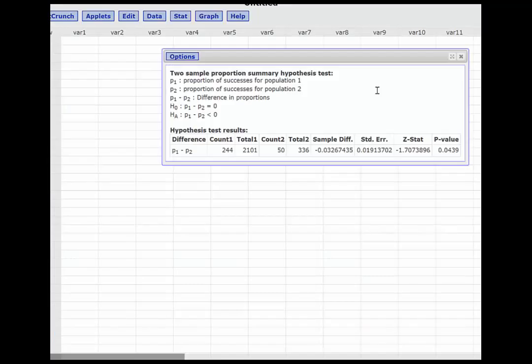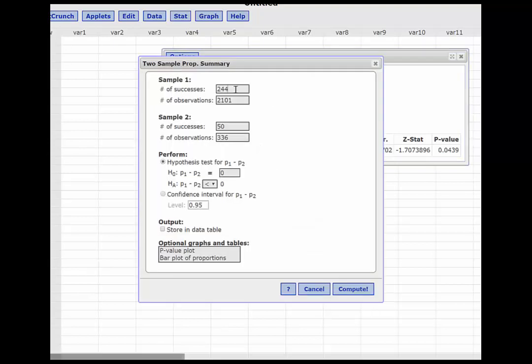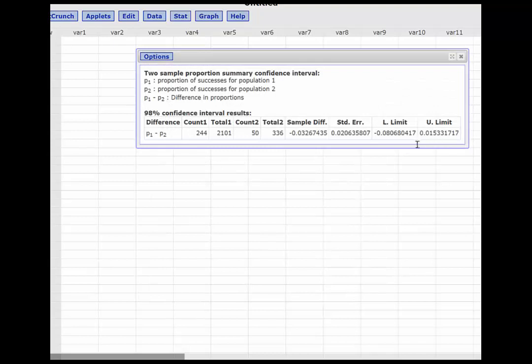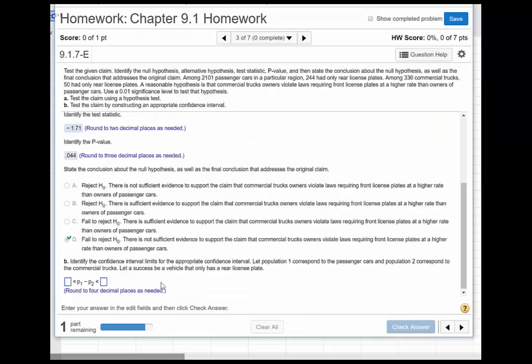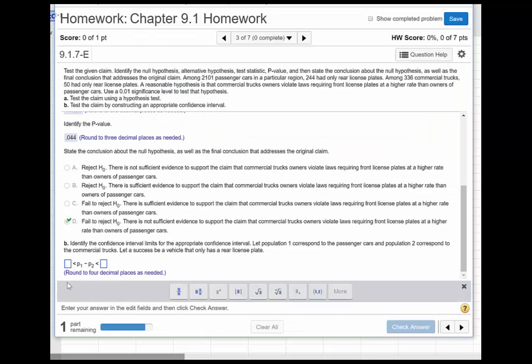So we will return to the output box for the hypothesis test and click Options and then Edit. This preserves the data that we entered into the program originally. Now we want to construct a confidence interval. So we'll click Confidence Interval, and we decided that this should be a 98% confidence interval, and we'll click Compute. And we find our lower and upper limits for the confidence interval. We are to round to 4 decimal places.